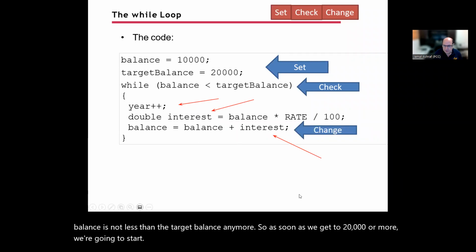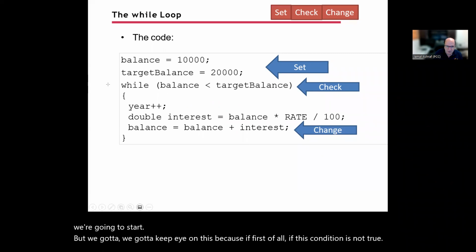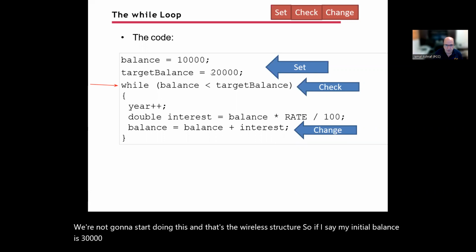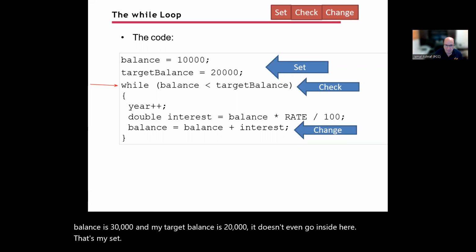So we've got to keep an eye on this, because first of all, if this condition is not true, we're not going to start doing this. And that's the while structure. So if I say my initial balance is 30,000 and my target balance is 20,000, it doesn't even go inside here. That's my set. And that's the check that we're going to do before we do anything.